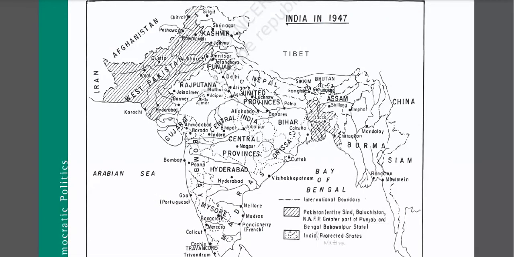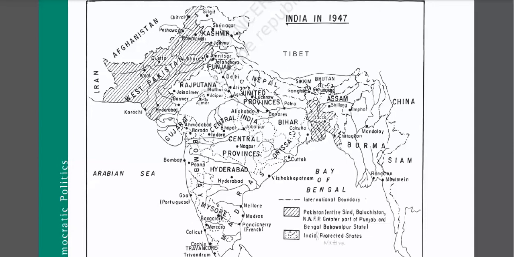Before discussing linguistic states, it is necessary to see the map of India in 1947 and then the map in 2020, and then students would be able to understand the difference between the maps and the new states which have been created after 1947. So just go through the map and see what were the major provinces or states in India in 1947. You can see Kashmir, you can see Punjab, you can see Rajputana. Remember Rajputana, we will discuss later.